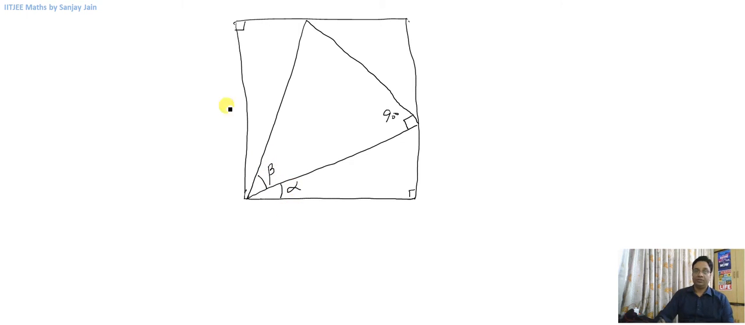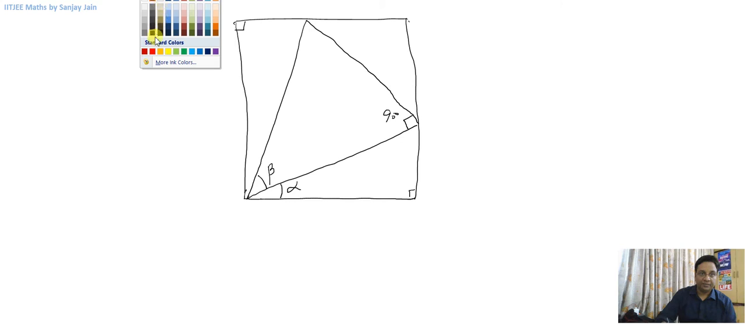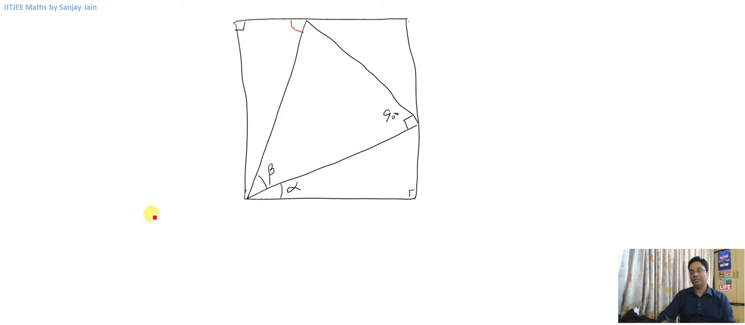So now students, can you tell me what will be this angle here? From simple geometry, you can say that this angle is alpha plus beta. So this angle will also be alpha plus beta. Why? Because these are alternate interior angles.